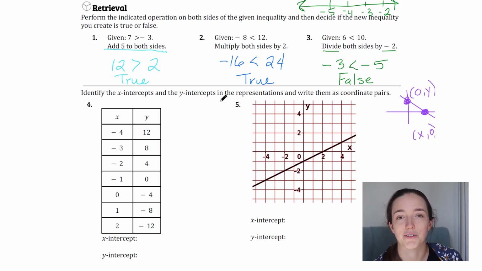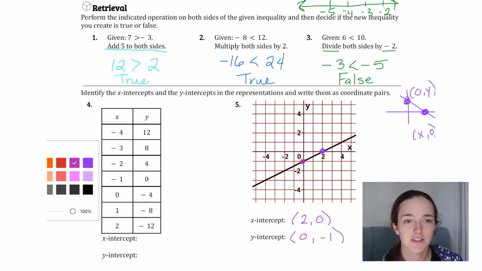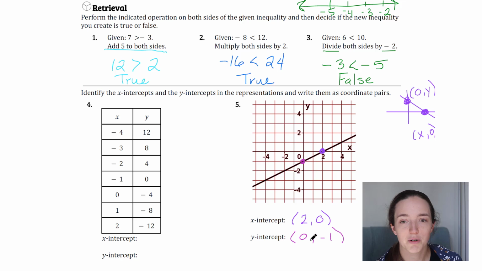So let's actually do number 5 first. The x-intercept looks like it's right here, written as a point. That would be 2, 0. Remember, the x coordinate always goes first. And then the y-intercept looks like it's right here. That would be 0, -1. All right, so when you write an x and y-intercept, the x-intercept is always going to be something, 0, and the y-intercept is always going to be 0, something.